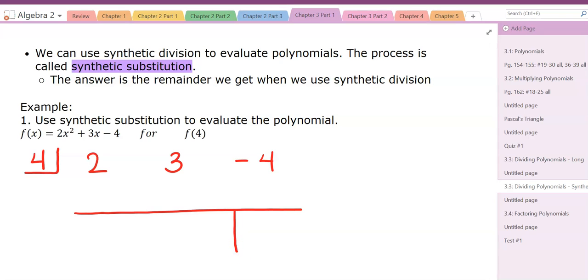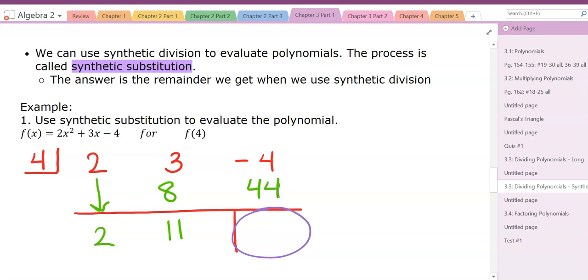And right now what we're looking for is, like, what's the number that's going to come up here, because that's going to be my answer that I'm looking for. So I'm going to bring down my 2. We'll do the exact same process that we were just doing. So 2 times 4 is 8. 8 plus 3 is going to be 11. Times 4 is 44. And then add negative 4 to that, and you get 40. And so 40 is your answer. So if I took 4 and I plugged that in for those x's, so if I did 2 times 4 squared plus 3 times 4 minus 4, I should get 40.